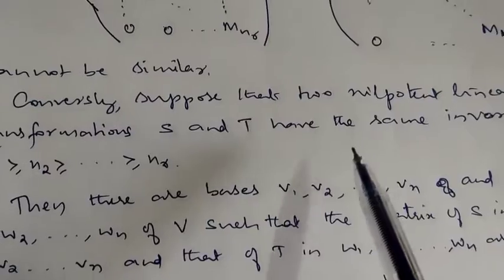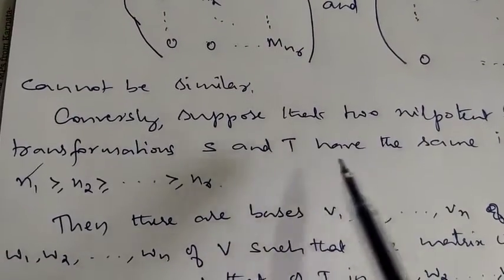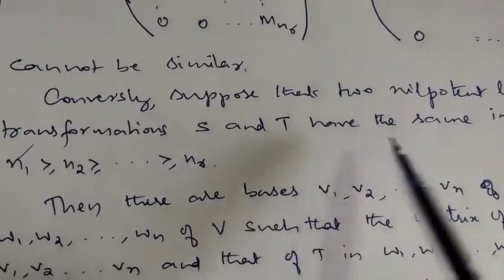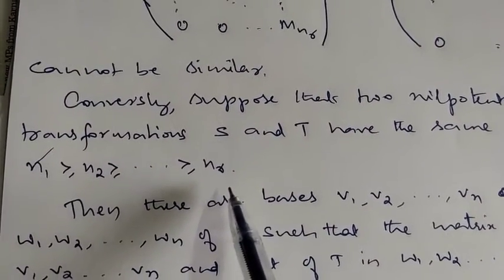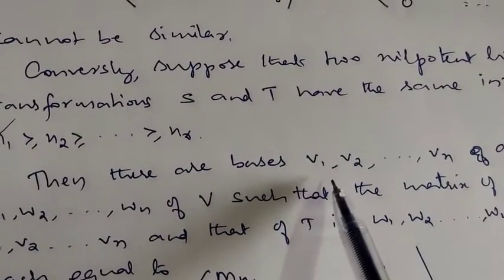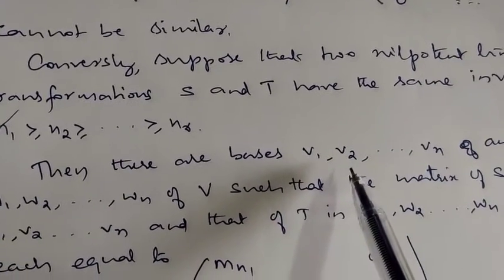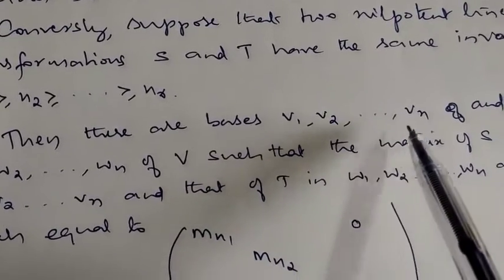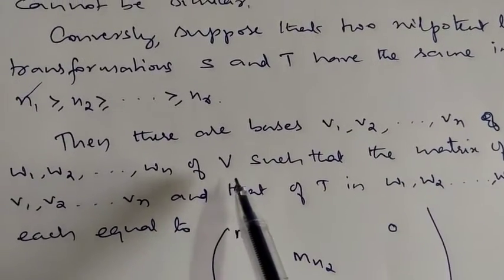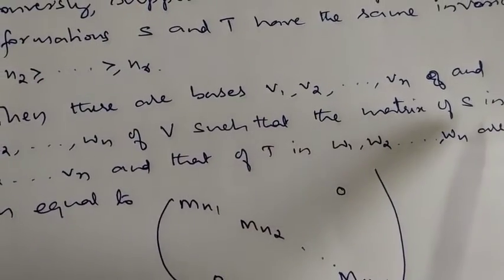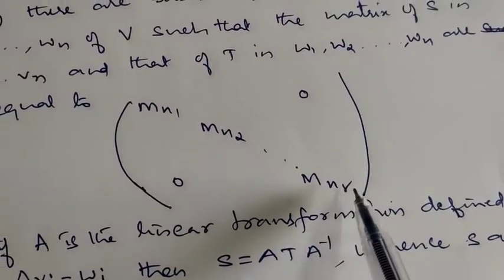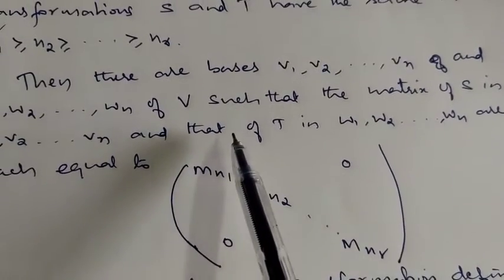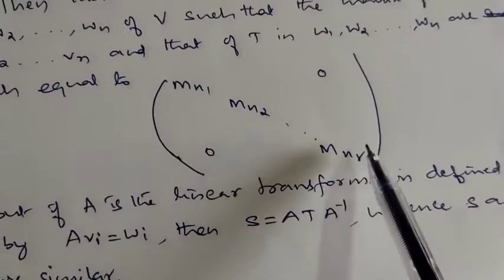Conversely, suppose that two nilpotent linear transformations S and T have the same invariants n1, n2, etc., nr. Then, by the above theorem, there are bases v1, v2, etc., vn and w1, w2, etc., wn of V, such that the matrix of S in v1, v2, etc., vn and the matrix of T in w1, w2, etc., wn are equal to Mn1, Mn2, etc., Mnr. Okay, both the matrix of T and S will look like this, because we assume that the invariants are the same.